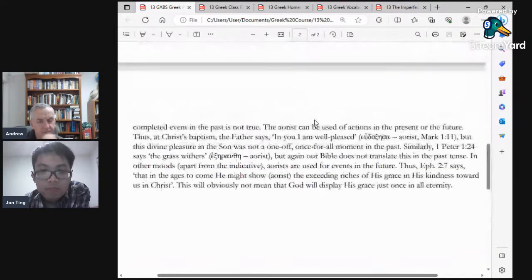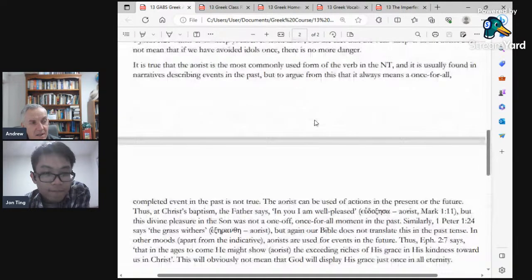Okay, so what I'm saying, I suppose, in this lesson here then is that an aorist is an unmarked or an undefined tense of the verb. That is its original and its usual understood meaning. It often speaks of events that have happened in the past in narratives. But to try and argue that it always means a once-for-all event, that it'll never be repeated, to distinguish it from the imperfect tense, is not the case. So I hope that is maybe a bit of a help.